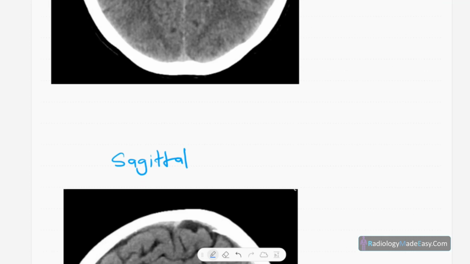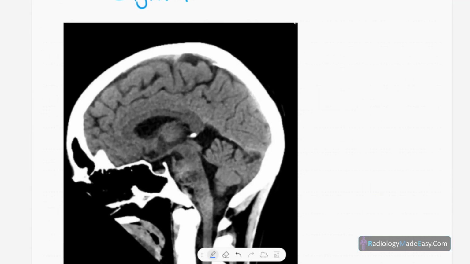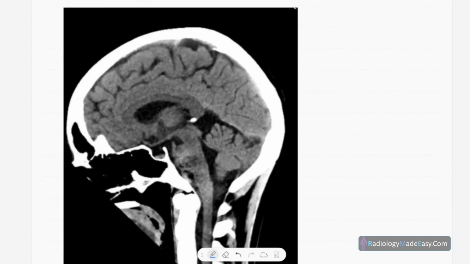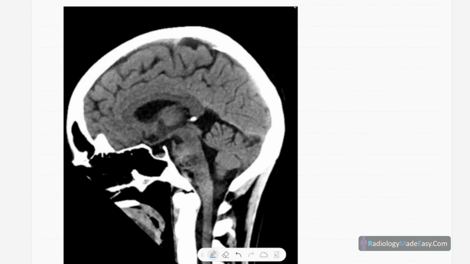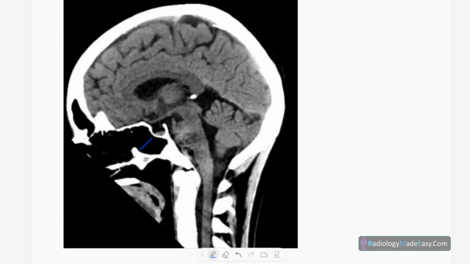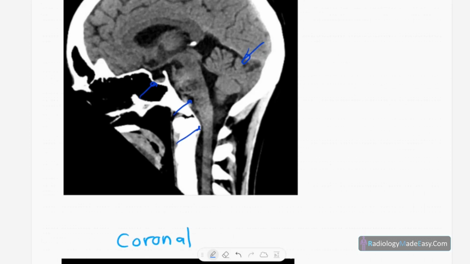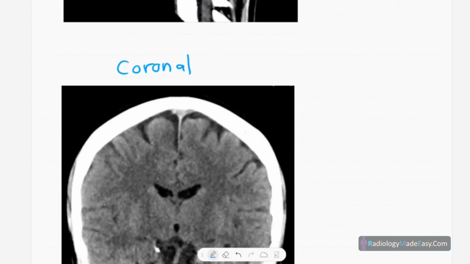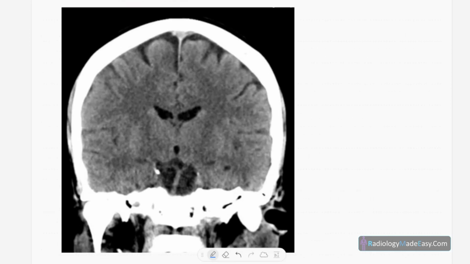Next thing, we can get reformatted images. This is a CT reformatted sagittal image. You can see the midline sagittal section. You can see the pituitary gland here. You can see the spinal cord, brainstem, the vermis. The next one, we can create coronal reformatted images also in CT.